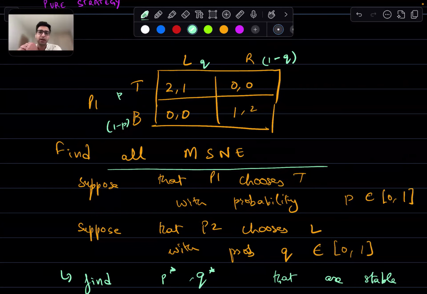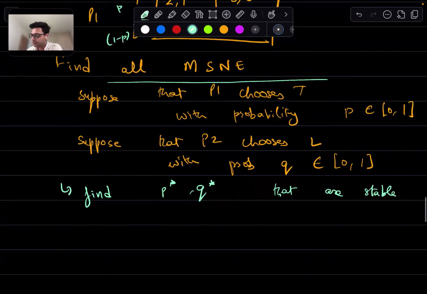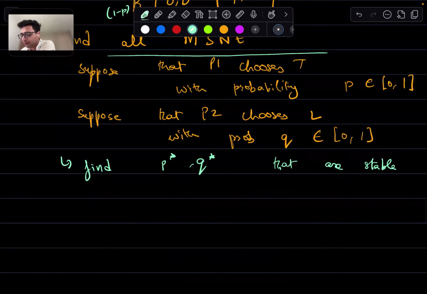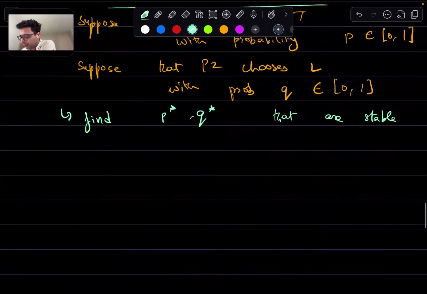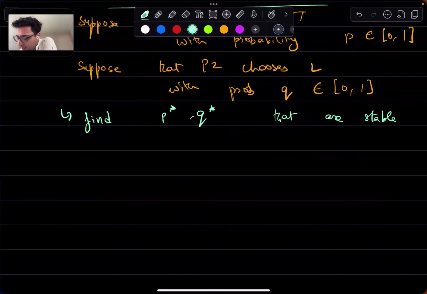Just as in the Bertrand case, we're going to map out the best responses, so plot them in a graph to make life easier for us. And that's it. So let's get to it. Start with the utilities. Okay, so I want to have these four numbers.